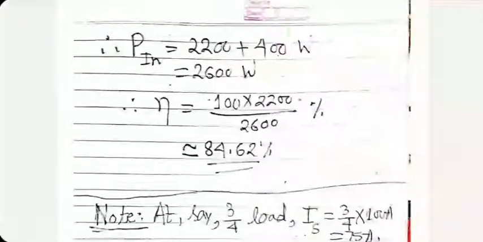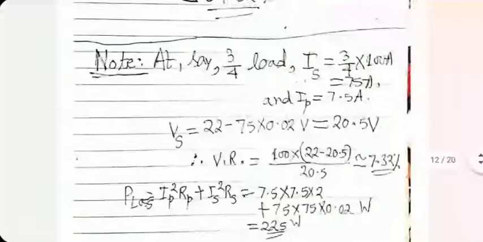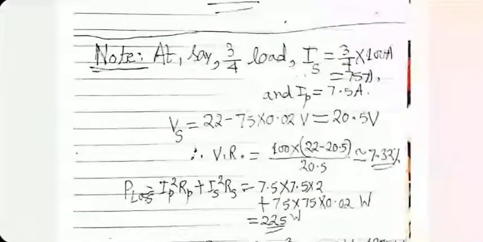This problem can be repeated at loads other than full loads. Although I have not done it for various situations, I have done at least one case. At 3/4 load, the secondary current will be 3/4 of 100 amperes, which is 75 amperes. And primary current will be 7.5 amperes. So VS will change now. Same formulas, but different values. VS would now become 20.5. And voltage regulation can be calculated now. It has improved to 7.32%.